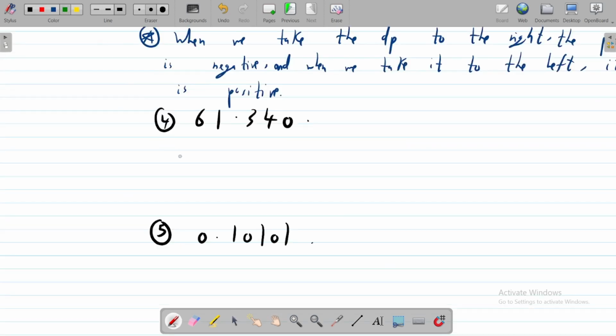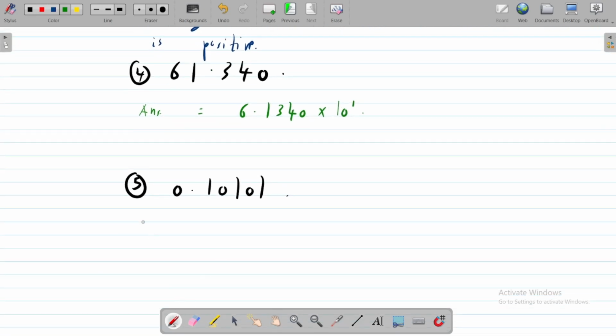So firstly, tell me what's the first step that you did for this question? Okay, 6.1340, and you times it by 10 to the power of 1. Yeah, correct. That's good. You could either write 10 power 1 or just 10. Both are correct.